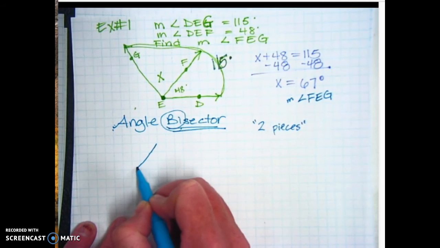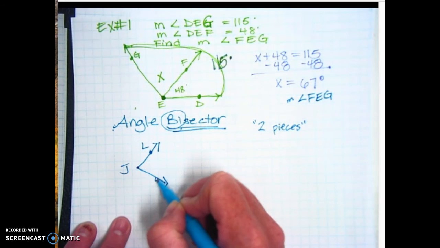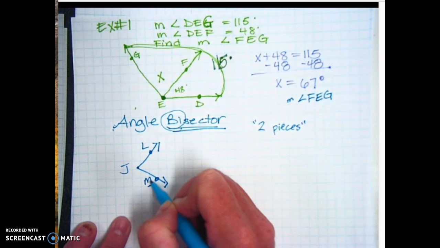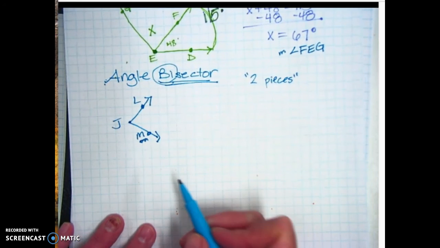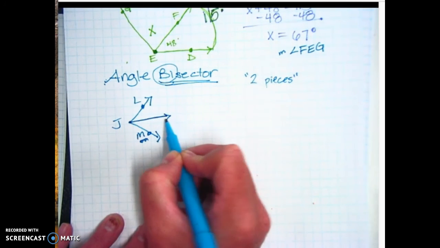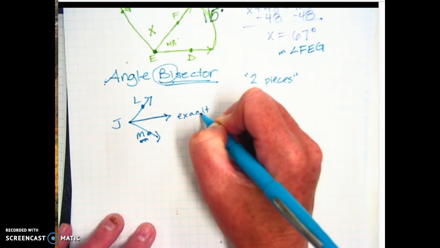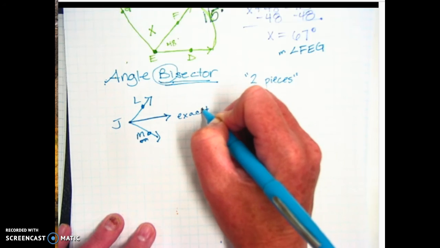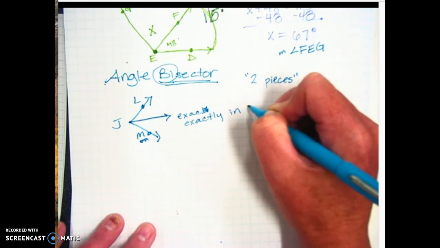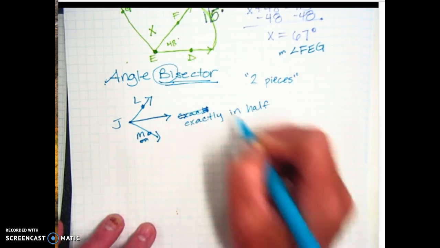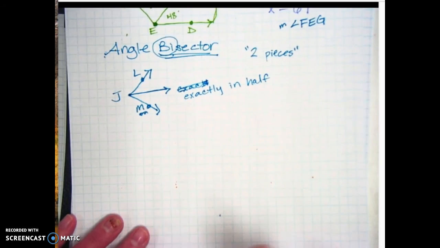So if I draw angle, what are we going to call this one? LJM. Here's angle LJM. An angle bisector is going to go exactly in the middle, cuts it exactly in half. Exactly in half. Let's spell exactly correct. Okay, so let's see what you're going to get for a problem that uses bisector.